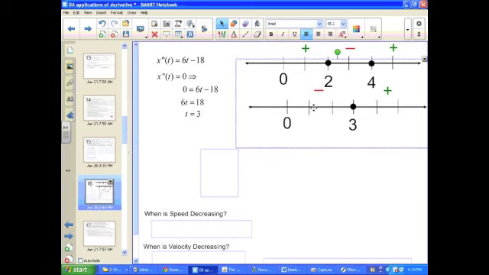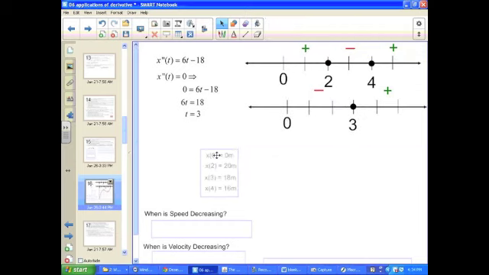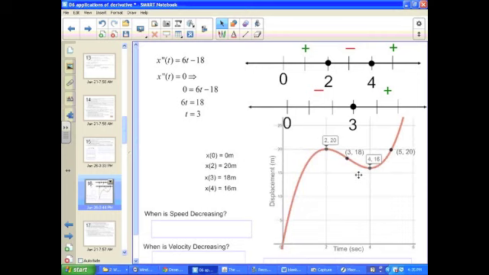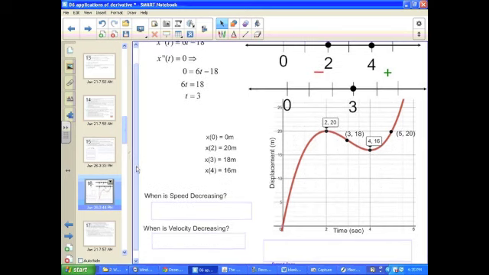Now, we take these key points, t equals 0, where we start, t equals 2, where we stopped, t equals 3, where we have inflection, and t equals 4. We substitute them all into the original equation, and that gives us these locations of the particle along a horizontal line. I said make a motion diagram. That's basically a graph. So here's what the graph looks like when I plot all those points. And these are the remaining questions that I have to answer. When is the speed decreasing? Now this is a tricky question because it's also asking when is the velocity decreasing.